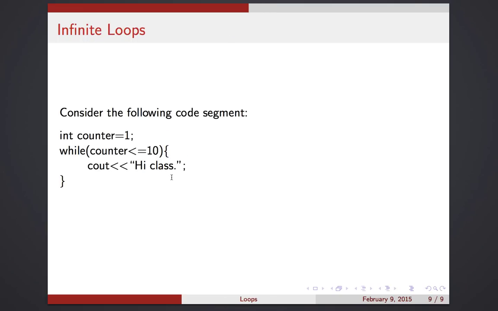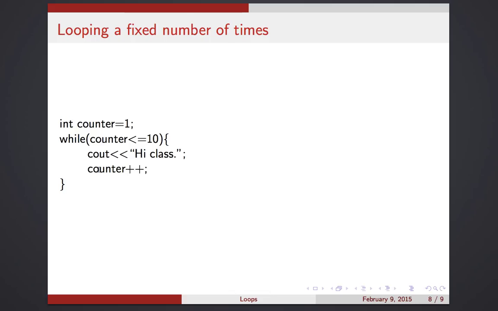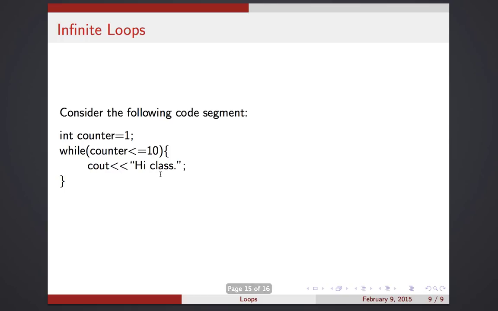Okay, so consider this code segment here. Notice it's the exact same code segment I had on the last slide, except I've removed this counter plus plus line. Okay, so the counter plus plus line is gone. So now, if you run this code, what do you think will happen? You should think about that, but let's run through the logic of it.